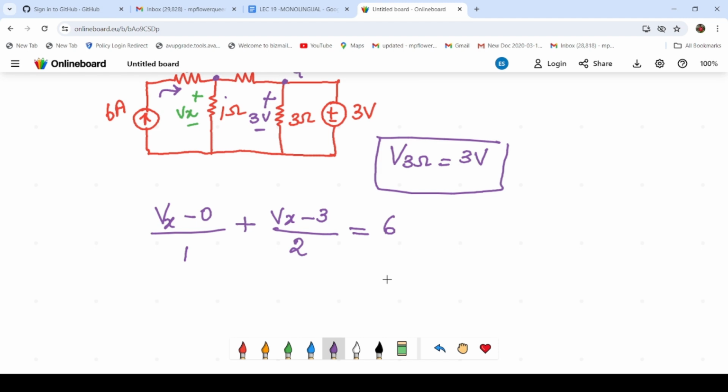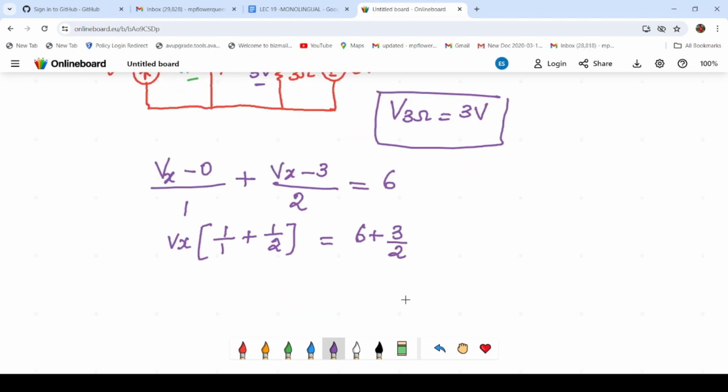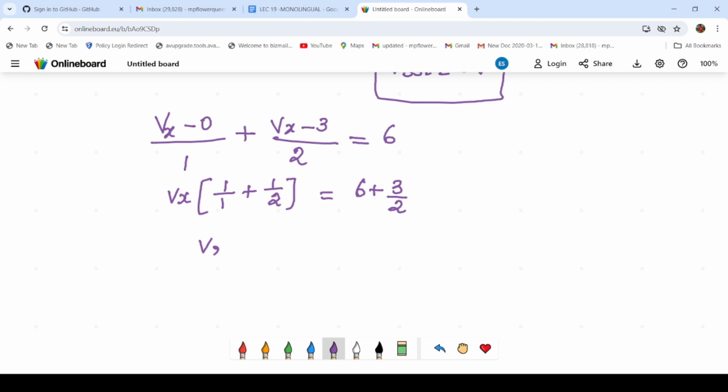So how to write this? I am going to separate Vx and the constant: Vx times (1 by 1 plus 1 by 2) is equal to 6 plus 3 by 2. Next, for Vx, take the LCM. So 2 into 1, 2, 2 plus 1, 3 by 2. Here, 12 plus 3, 15 by 2. The 2 gets cancelled. So Vx is equal to 15 by 3, or 5 volt. So the answer for Vx is 5 volt.